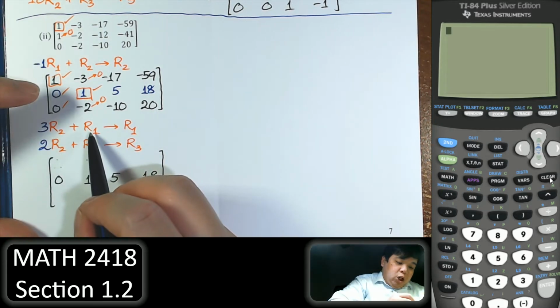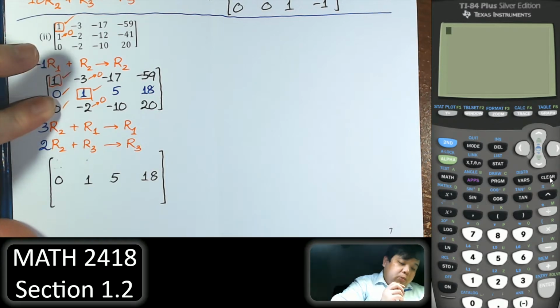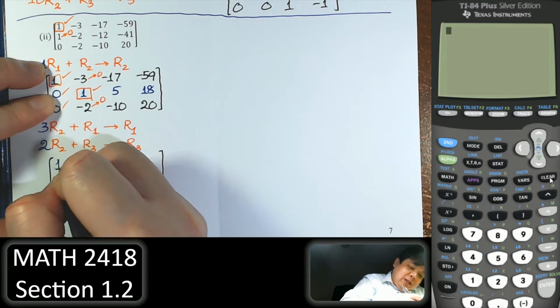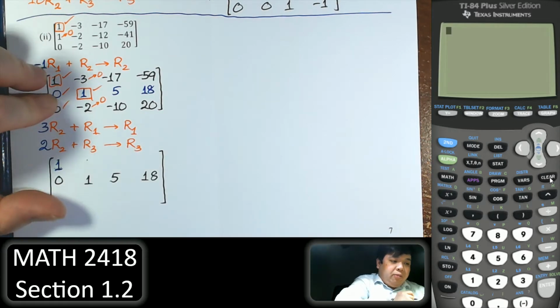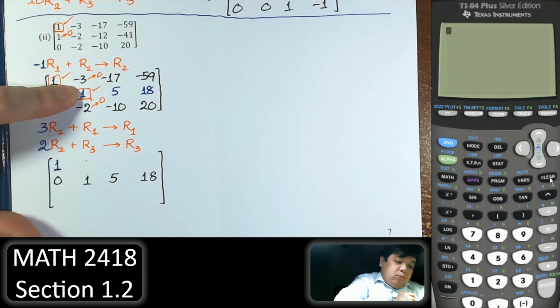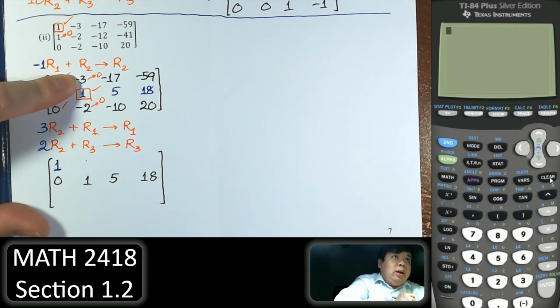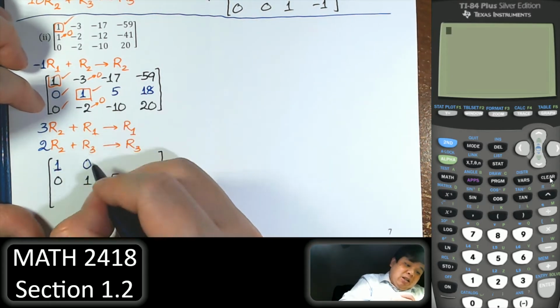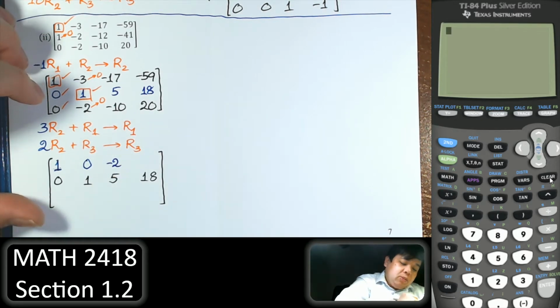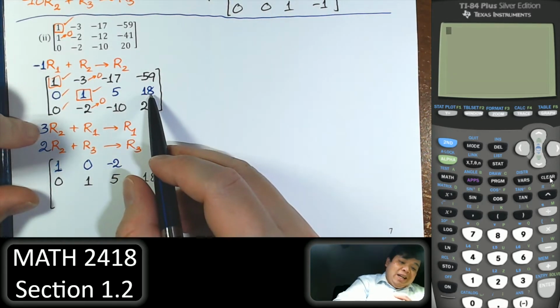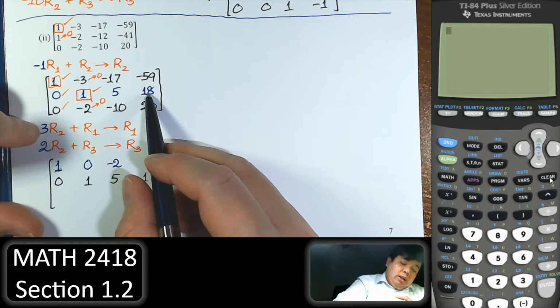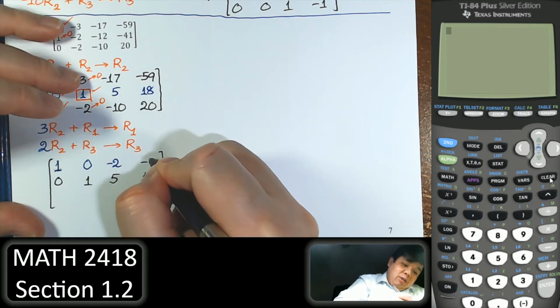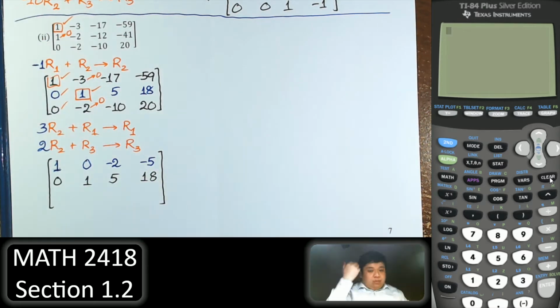Now, row 1: 3 times 0 plus 1. 3 times 1 is 3, minus 3, 0. 3 times 5, that's 15, minus 7. 3 times 18, that's 54, minus 59, minus 5. Oh well, I will check with the calculator after this.